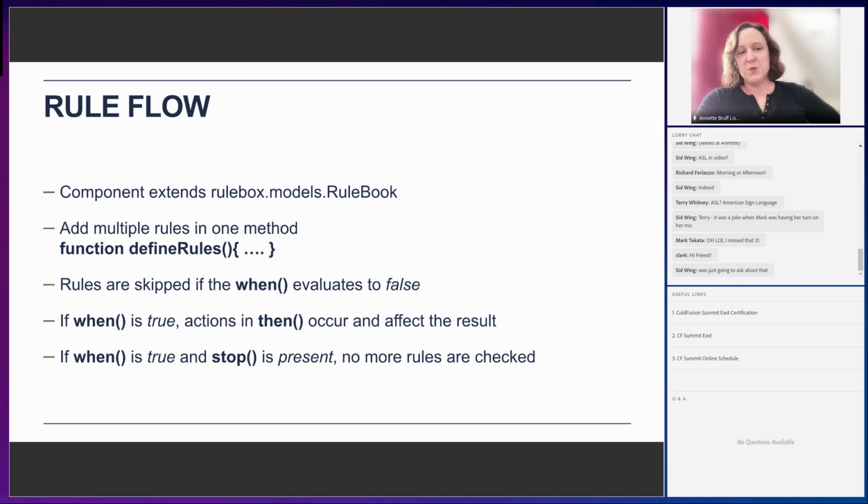Remember when you're writing your rules. So a rule is skipped if the when clause evaluates false. If when is true, the actions in the then method execute and affect the result. If when is true and stop is written into that rule, no further rules are checked. The results object is returned.